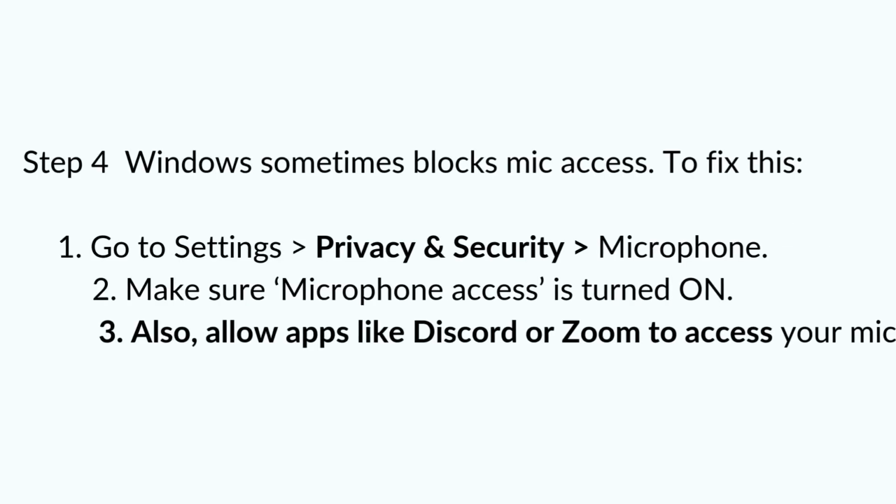Step 4. Windows sometimes blocks mic access. To fix this, 1. Go to Settings, Privacy and Security, Microphone. 2. Make sure microphone access is turned on. 3. Also allow apps like Discord or Zoom to access your mic.